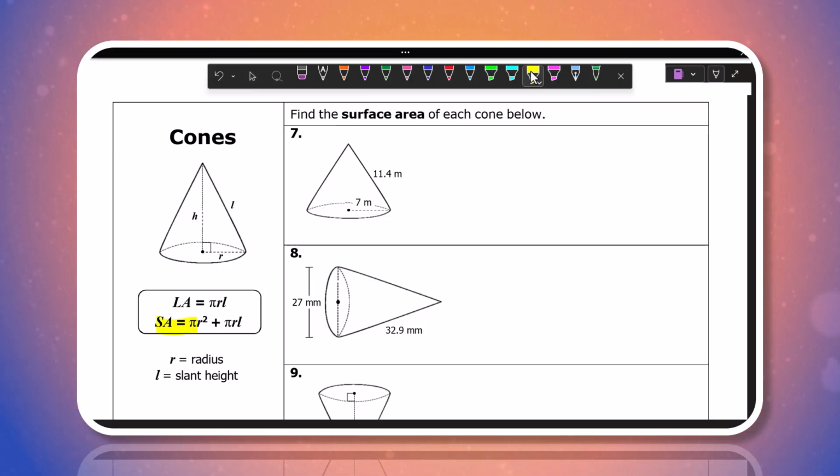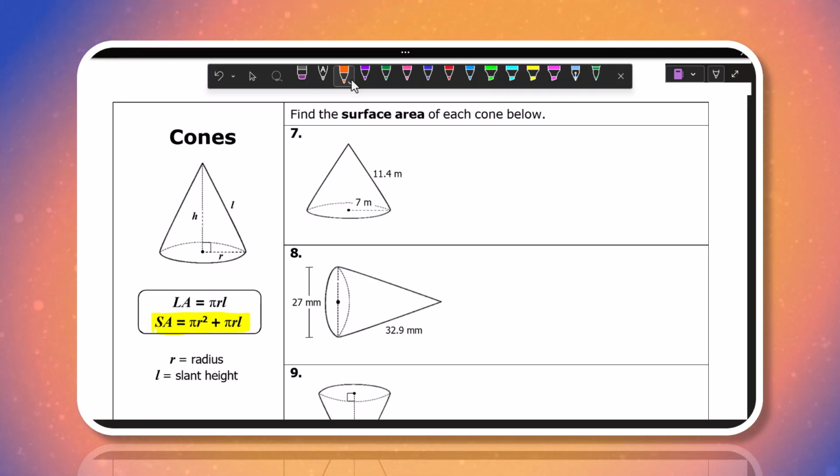Now, because we're dealing with circles, the bases are circles, of course, we're going to have pi in our formula. You can see it right there, pi r squared, where r is the radius of the base, plus pi r times the slant height, L.